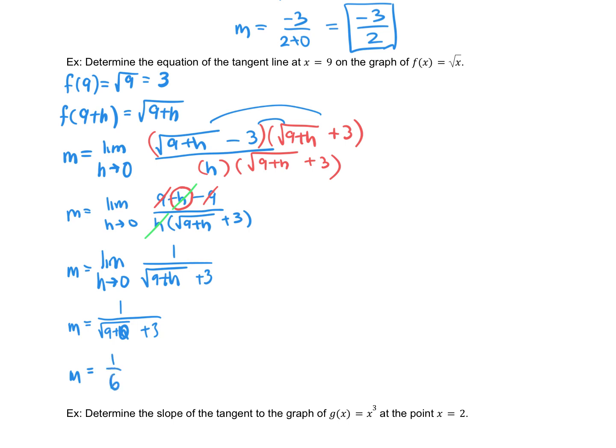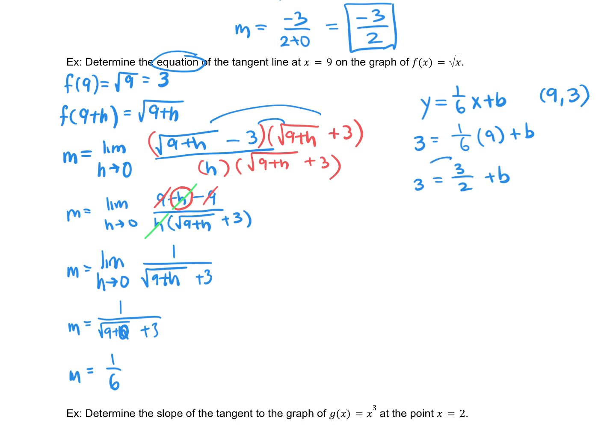And now we were asked for the full equation of the tangent line. So we have y equals 1 over 6x plus b, and our coordinate is (9, 3). So 3 equals 1 over 6 times 9 plus b. 9 over 6 is the same as 3 over 2 plus b.